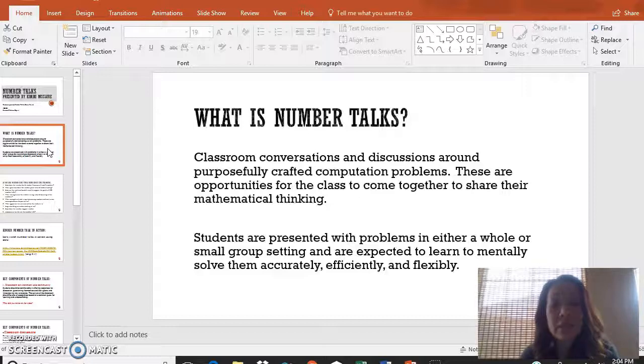So it is a problem that a teacher can present to a student, whether it's a new problem or a spiral review problem, and the teacher allows the students to look at the problem and think of different ways in their head that they can solve the problem. Students are presented with problems in either a whole or small group setting and are expected to learn to mentally solve them accurately, efficiently, and flexibly.